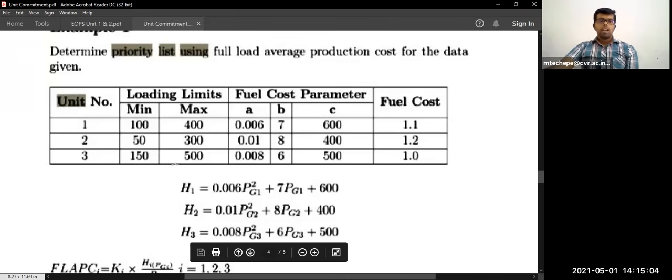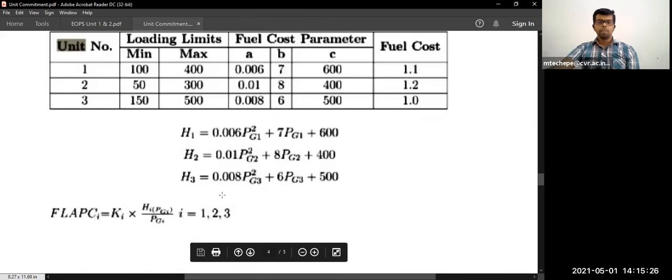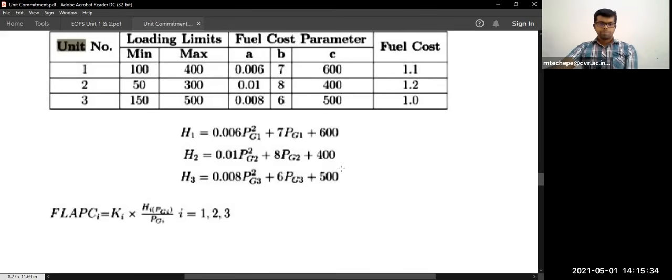Next, from this data we have to frame the heat rate characteristics. That is H1 is equal to 0.006 Pg1 squared plus 7 Pg1 plus 600. H2 is equal to 0.01 Pg2 squared plus 8 Pg2 plus 400. Next, H3 is equal to 0.008 Pg3 squared plus 6 Pg3 plus 500.